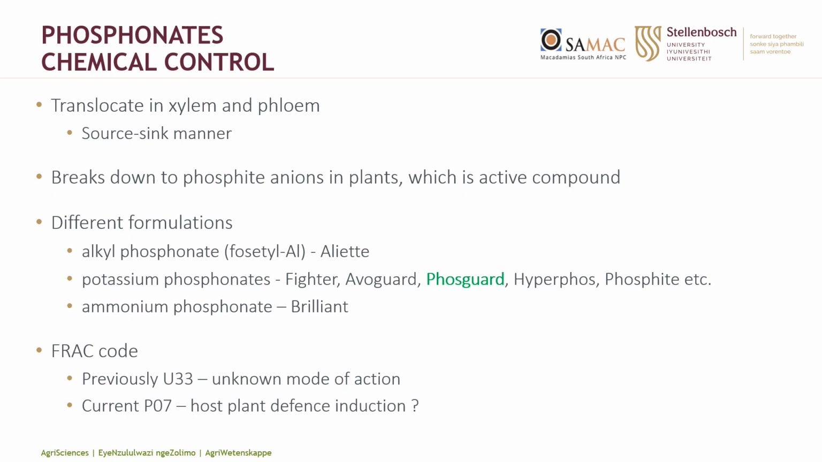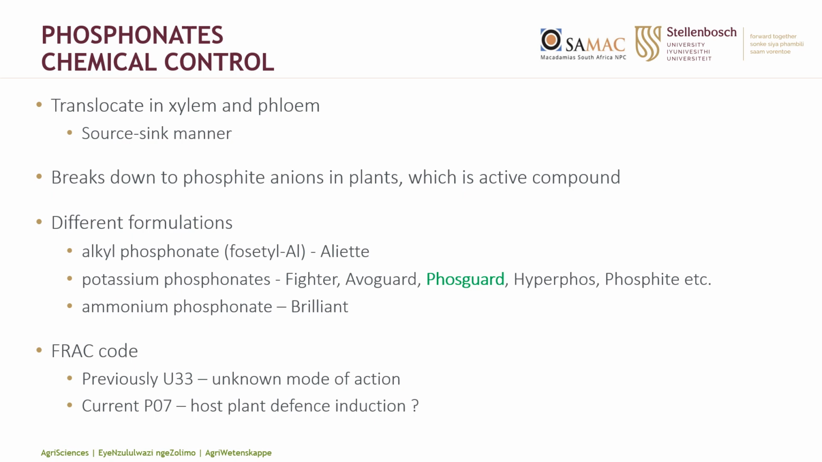Phosphonates, which I know you are all very familiar with, are translocated in the xylem and the phloem according to a source-sink manner. So wherever there is a sink in a tree, for instance with fruit setting or flower, the product will move there.